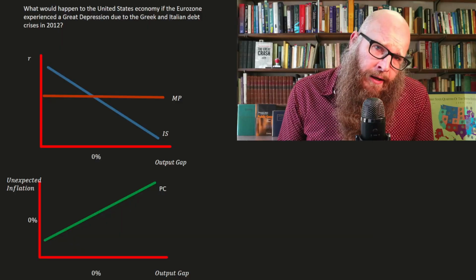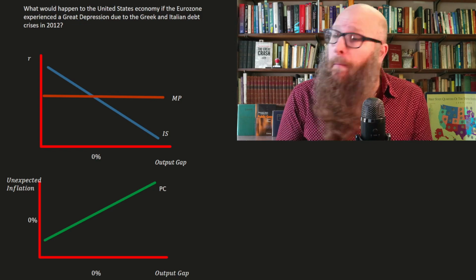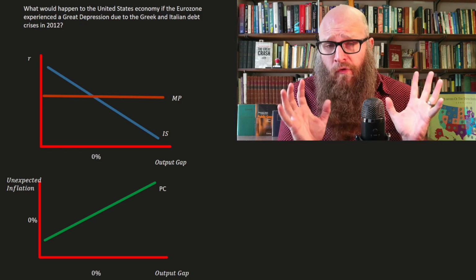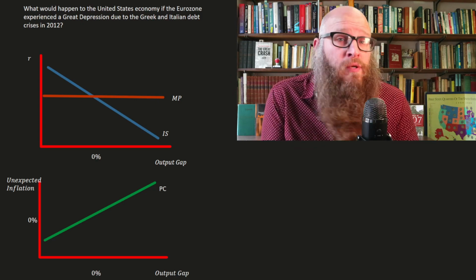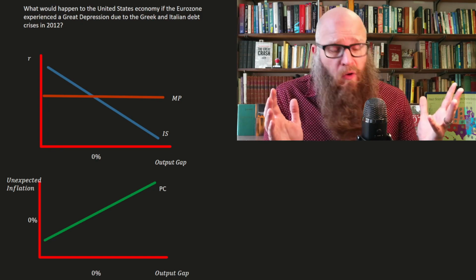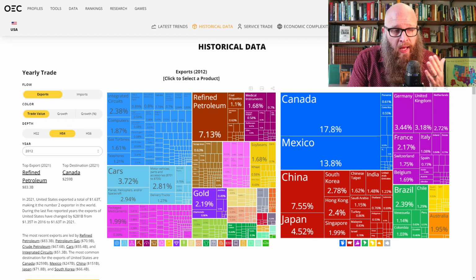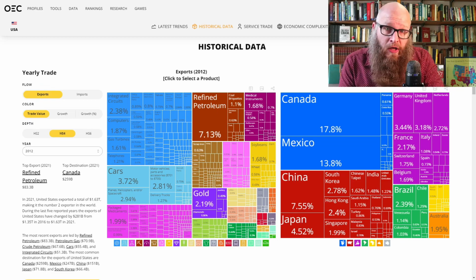Let's go back a decade. What would happen to the United States economy if the Eurozone experienced a Great Depression due to the Greek and Italian debt crises of 2012? This was a very real possibility. There were many in Europe who were hesitant to give large emergency loans to Greece to prevent a huge catastrophic collapse. But why should the US care? Well, first thing, Europe buys a lot of American goods. Canada and Mexico, as we would expect, purchase the bulk of our exports. But in purple here, we see Europe is a very large component.